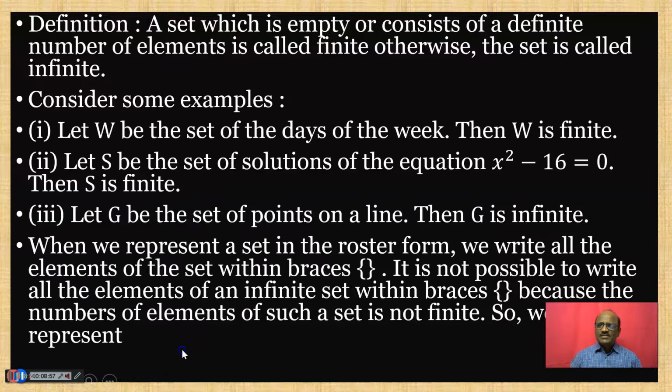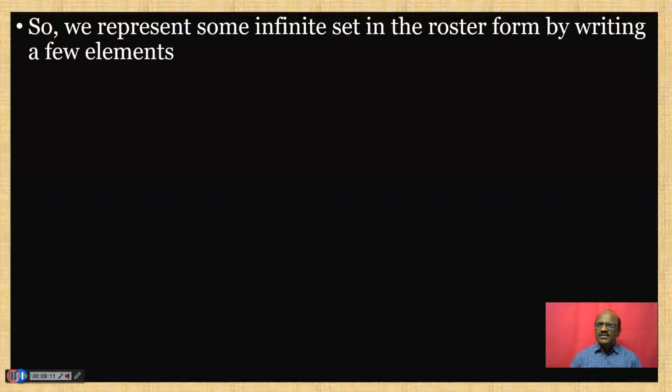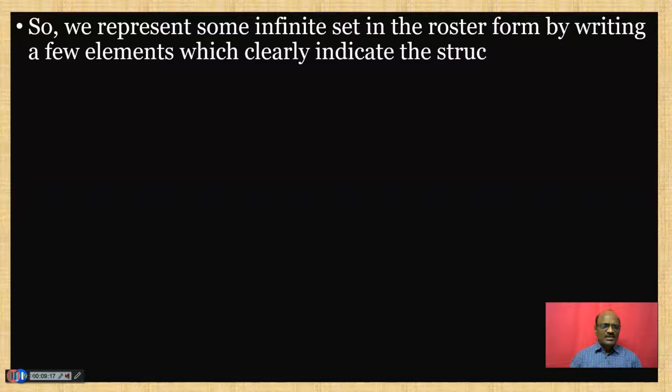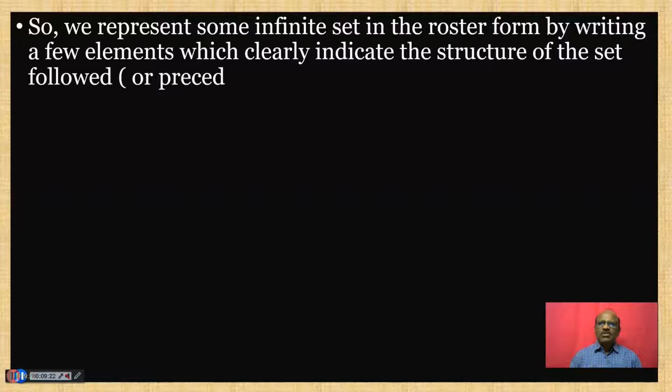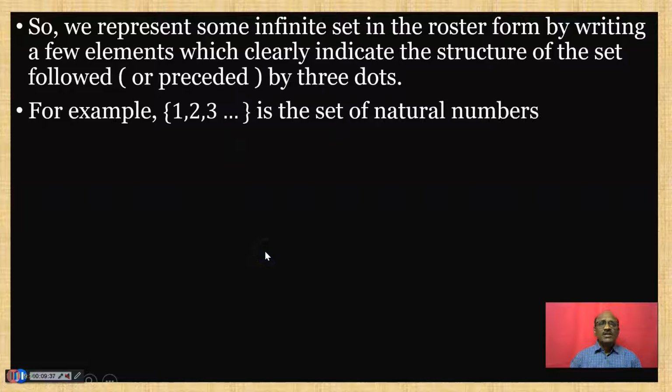So we represent some infinite sets in roster form by writing a few elements which clearly indicate the structure of the set, followed by or preceded by three dots. For example, 1, 2, 3 and three dots is the set of natural numbers.